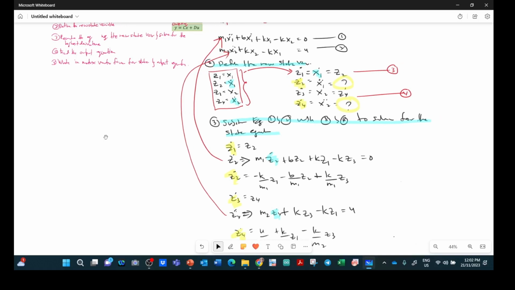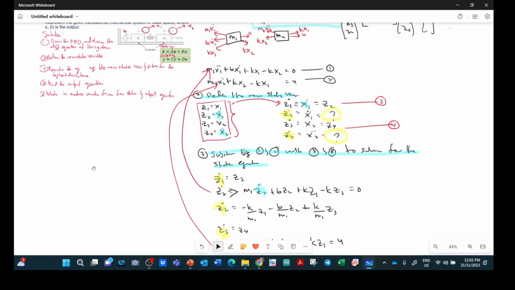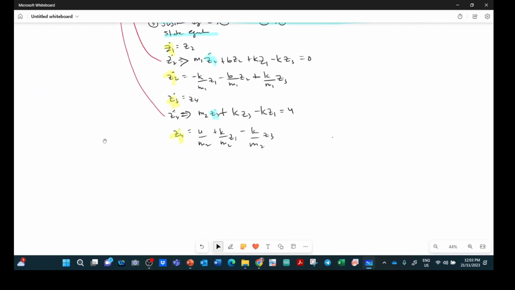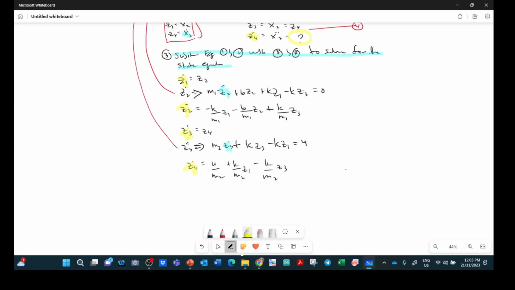Okay, find the output equation. We can skip that. You can just derive it on your own based on the equation here. Okay, find the transfer function basically. I'm going to go directly down there and write in the matrix form for the state and output equation. So number 4, derive the transfer function based on equations 1 and 2. Do it on your own, DIY.